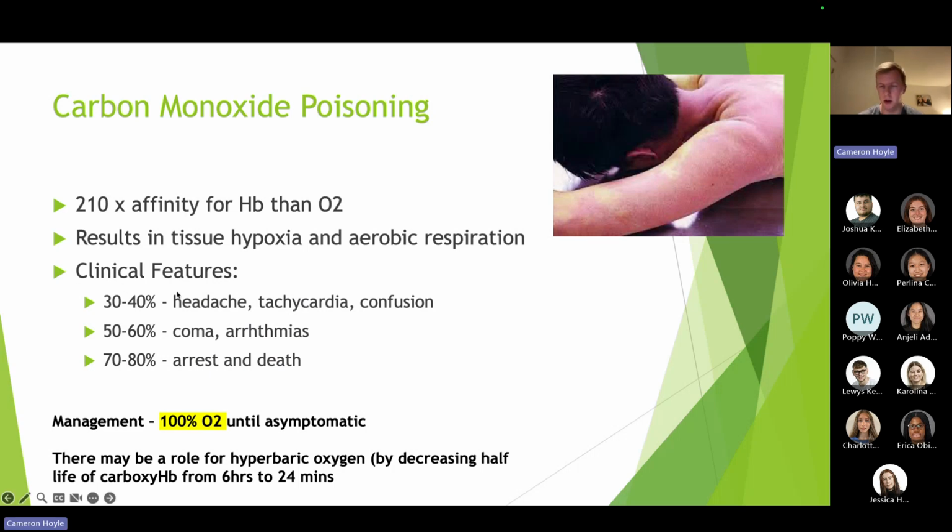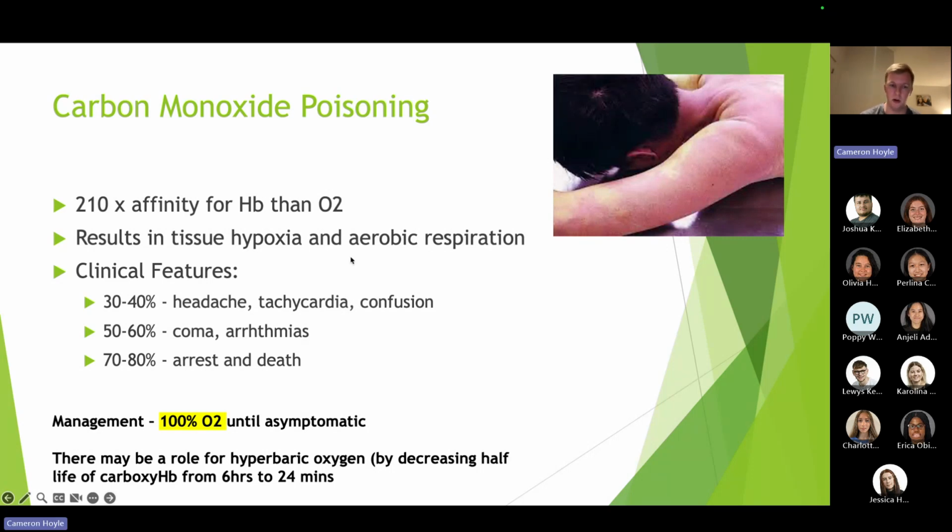You'll note that long-term smokers will have a baseline carbon monoxide level of potentially around 10%. That doesn't mean they've got acute carbon monoxide poisoning as such. That's just the way their levels will sit because of their long-term smoking. Clinical features depend on what percentage of the hemoglobin is saturated with carbon monoxide. You start off with a really vague headache, tachycardia, confusion, which then progresses quite quickly into coma, arrhythmias, and death.